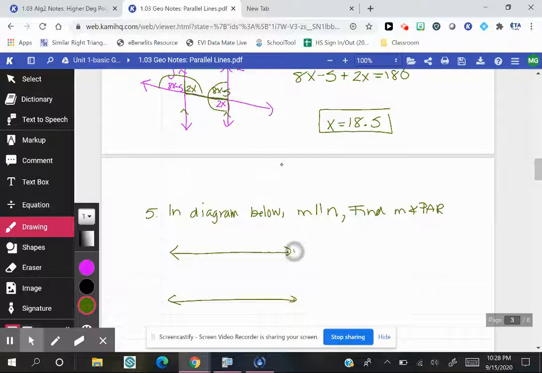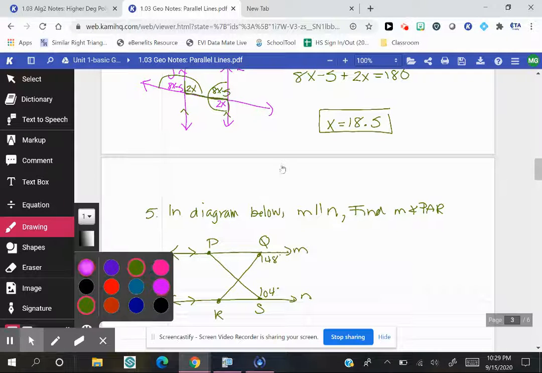So we have M and N. Again, mark those parallel to each other. Here's P. That's a segment that goes down to S. And Q goes to R. Giving you this angle up here is 148 degrees, and this angle is 104 degrees.